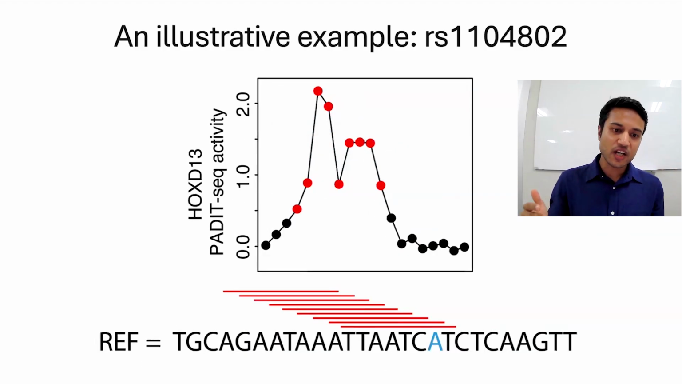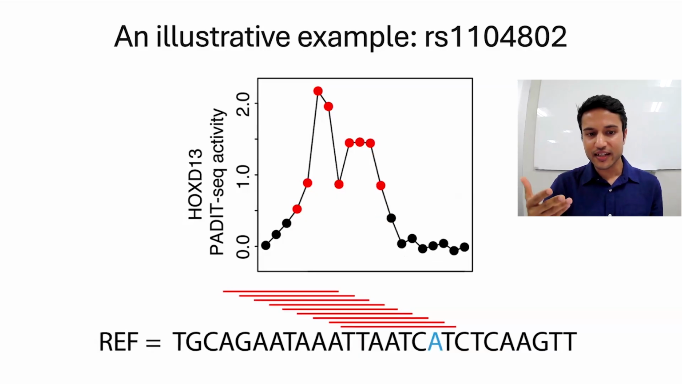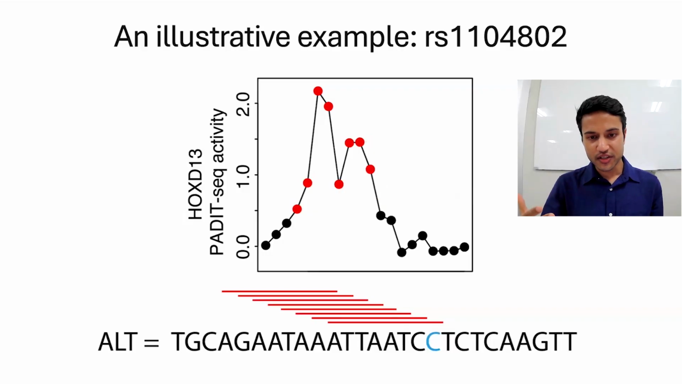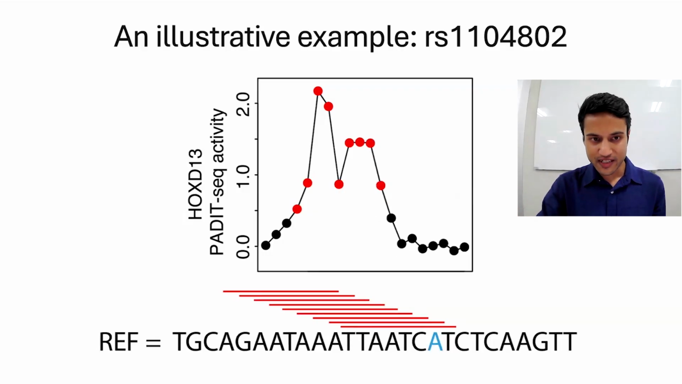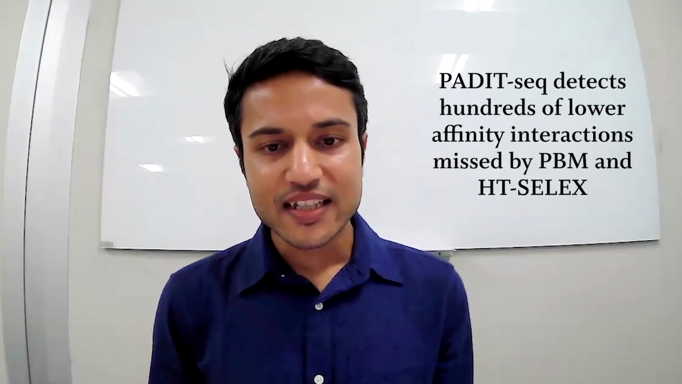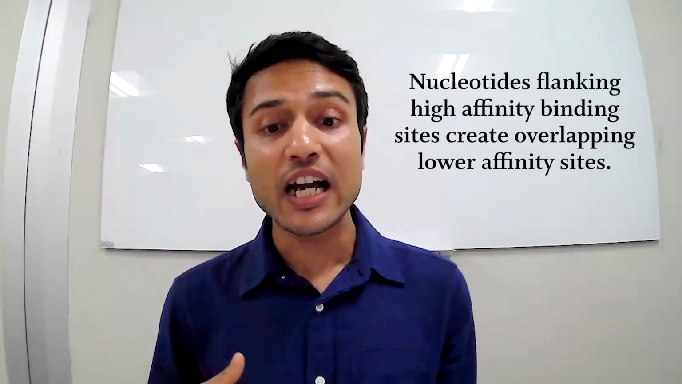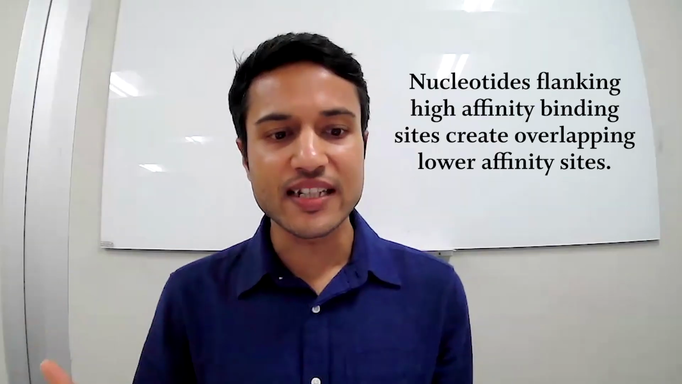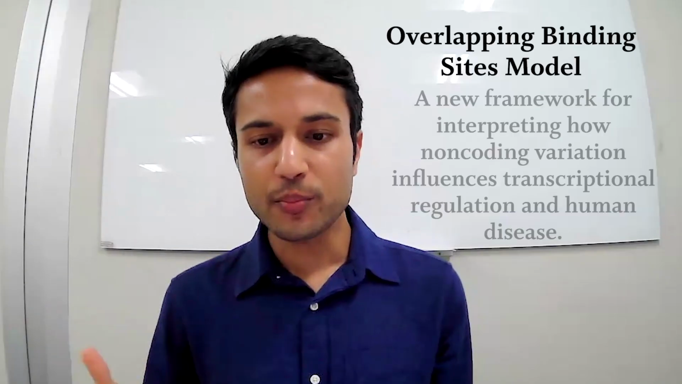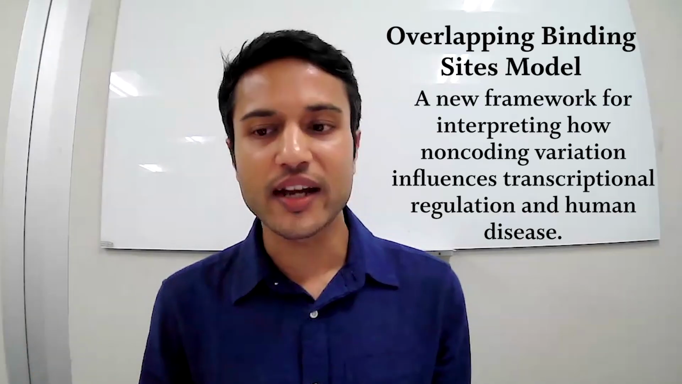When we tile PADIT-seq data on both the reference allele and the alternate allele, you can clearly see that the reference allele has 1 additional overlapping binding site, and it explains why it is occupied by HOXD13 to a higher degree in our custom PBM experiments. Now, this is not an isolated example. In general, we see that PADIT-seq outperforms motif-based approaches in predicting the effects of non-coding variants. So in conclusion, PADIT-seq detects hundreds of lower affinity interactions that were missed by PBM and HT-SELEX. Nucleotides flanking high affinity binding sites create overlapping lower affinity sites, and the overlapping binding sites model provides a new framework for interpreting how non-coding variation influences transcriptional regulation and human disease.